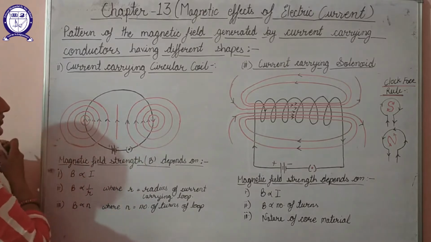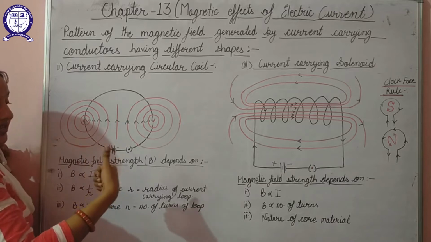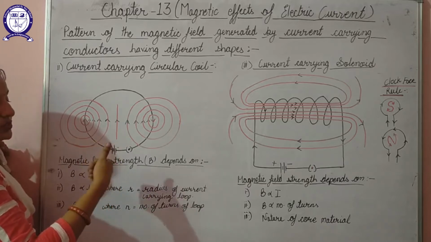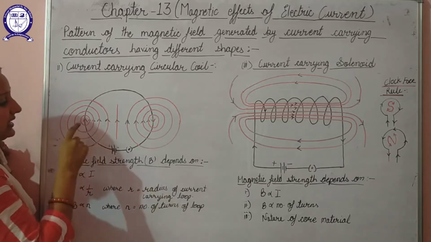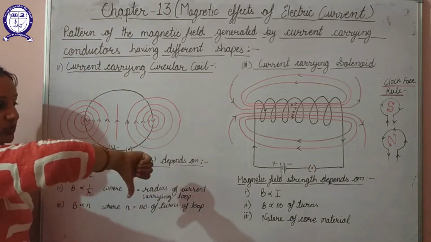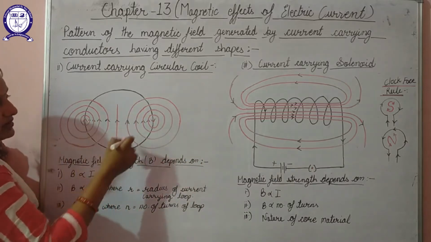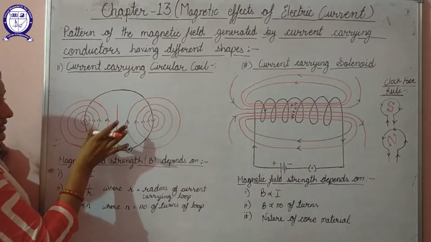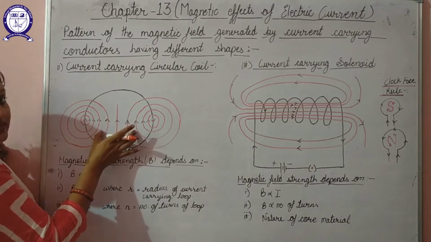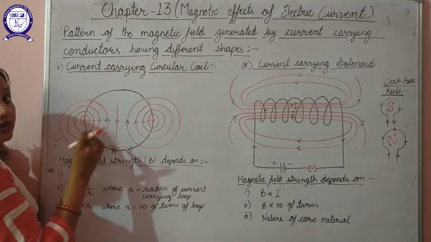Here the direction of current is upward, so using Maxwell's right hand thumb rule, the direction of field will be anti-clockwise, as shown here. And if the direction of current is downward, the field will be in the clockwise direction. So this is the field pattern of a circular coil. Here the intensity of the magnetic field, that is the strength of the magnetic field, will be maximum inside the circular coil.